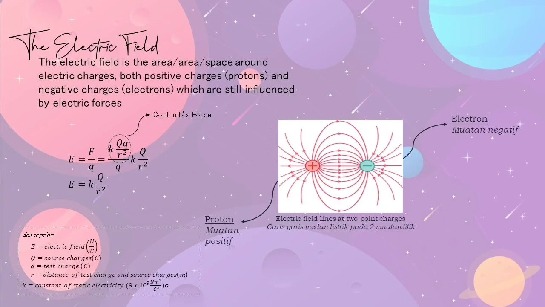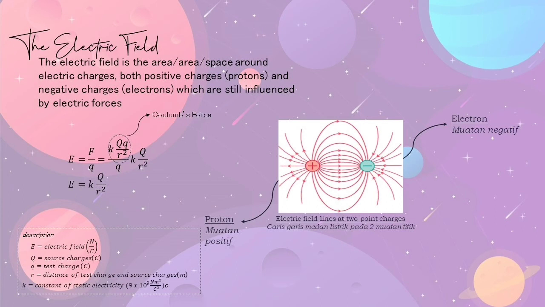For the next, we continue. What is it? This is the electric field. The electric field is the area or space around an electric charge, with positive charge, protons, and negative charge, electrons, which are still influenced by electric force. Below, there is a picture of electric field lines at a 2-point charge. Here, the proton and electron.